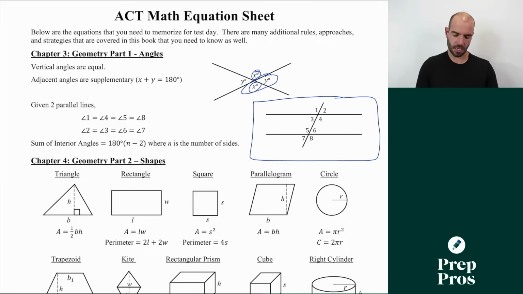The other one we can see is the sum of interior angles. If you ever have a figure with, say, n sides, so if I have a pentagon that has 5 sides, I can find the total interior angles by doing 180 times n minus 2. So memorize those guys.